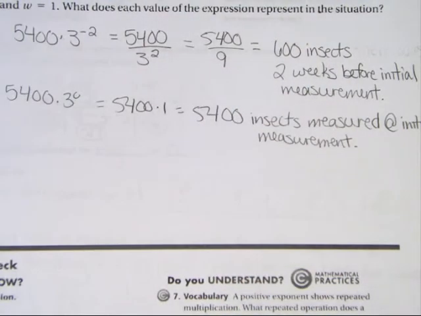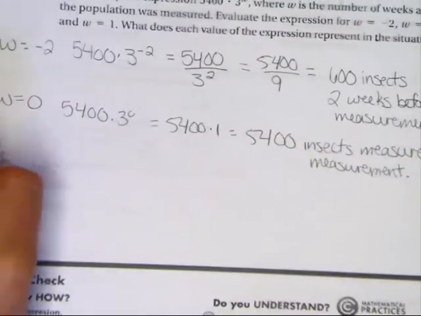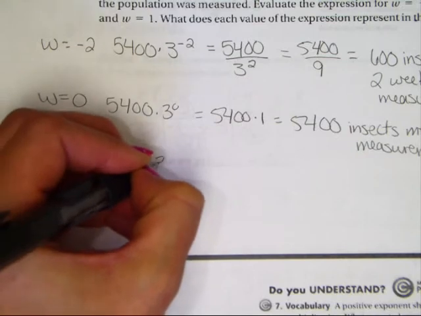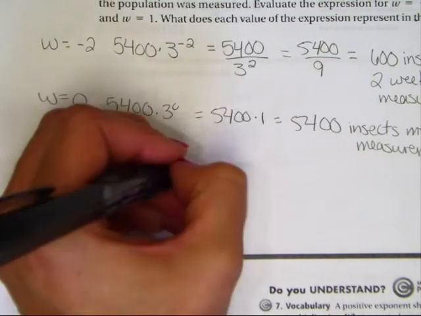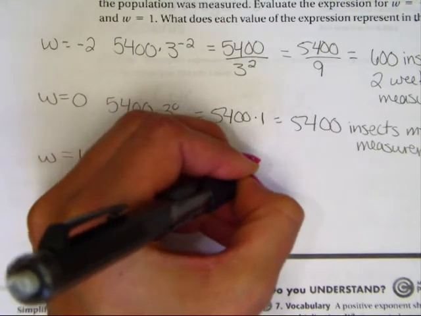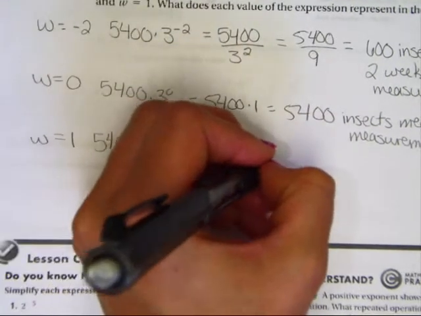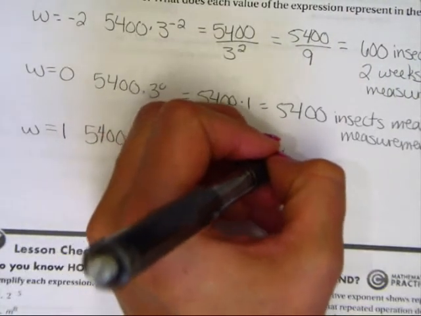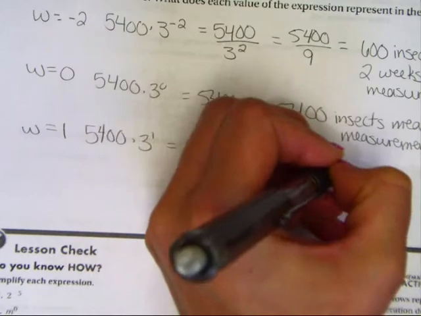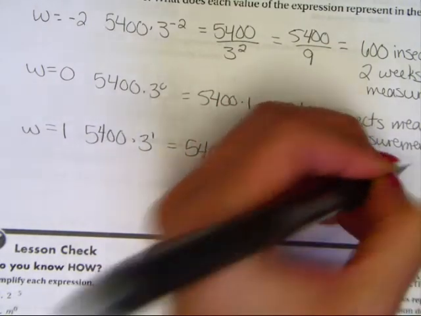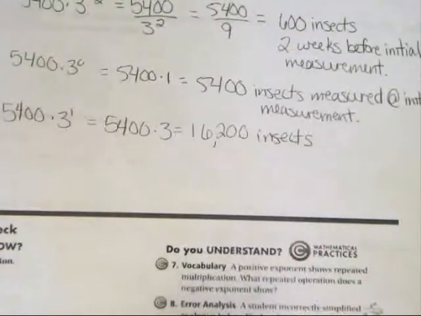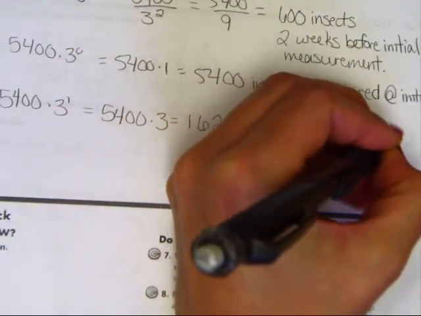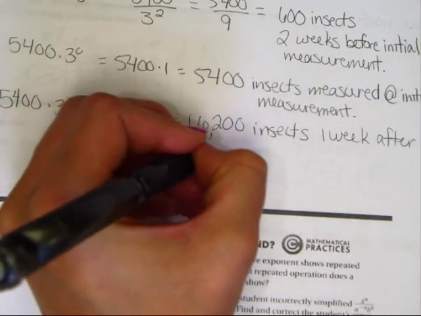Wonderful. Isn't that gross? Alright, last one is W equals 1. Okay, so it's 5,400 times 3 to the first power. No special thing here, it's just 5,400 times 3, because 3 to the first is 3. So 5,400 times 3, this is really gross, 16,200 insects. Now since this is a +1, there's 16,200 insects 1 week after, isn't that nasty, the initial measurement.